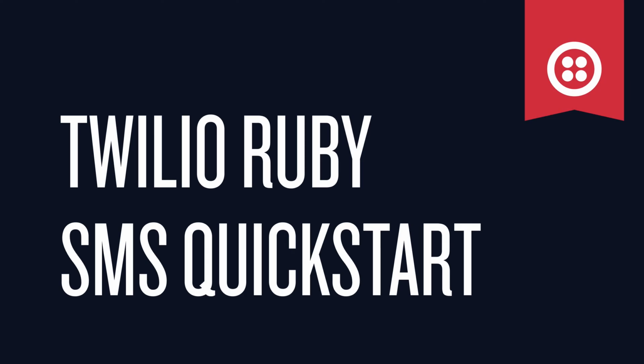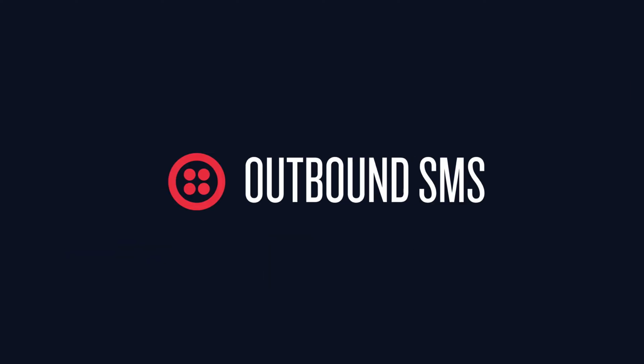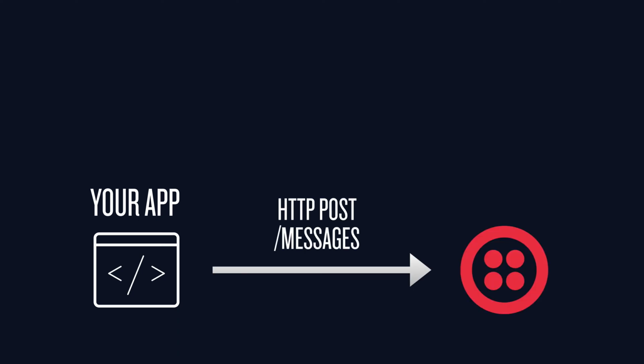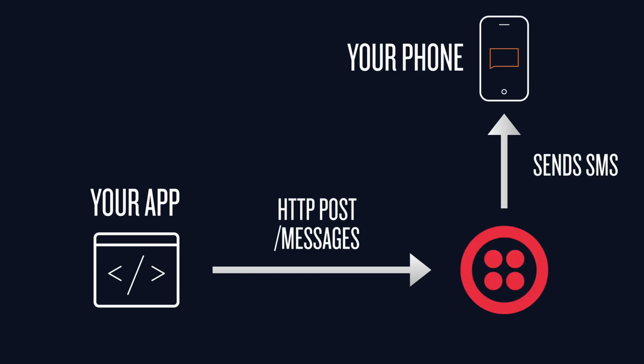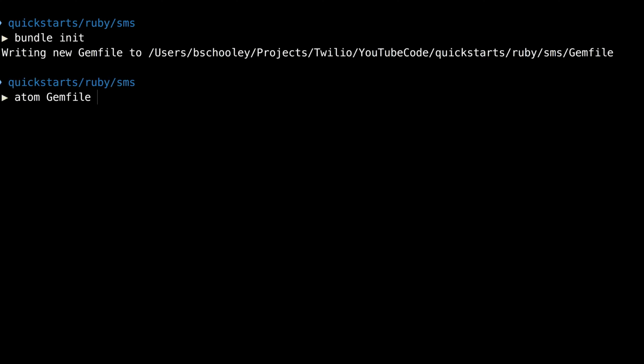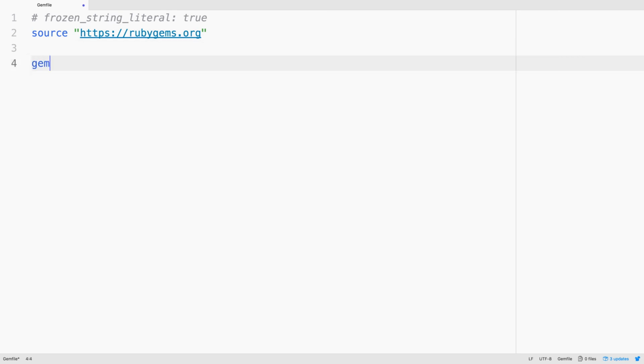This Ruby SMS Quick Start covers both inbound and outbound SMS. Your application makes a post request to Twilio, and Twilio sends a text message. It's that simple. We'll start by using Bundler to initialize a new Gemfile, and inside of that Gemfile, we'll request the Twilio Ruby Helper Library gem.